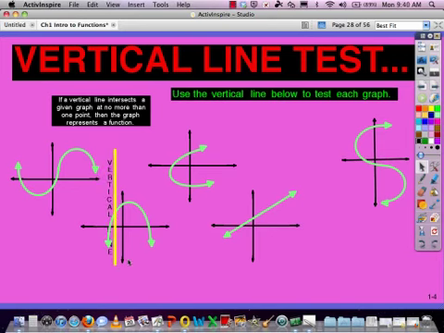We use it on the next graph. Again, it appears, yes, everything is only hitting that vertical line once, and therefore it is a function. So you would use your own vertical line and move it through the different graphs that you have, showing that it is or is not an example of a function. So do that, and again, we will have a little more discussion on that point when we return to class.